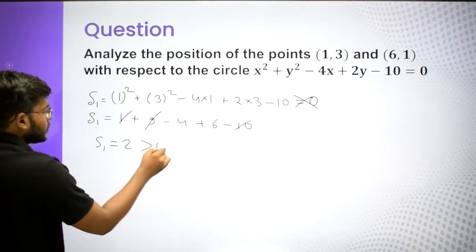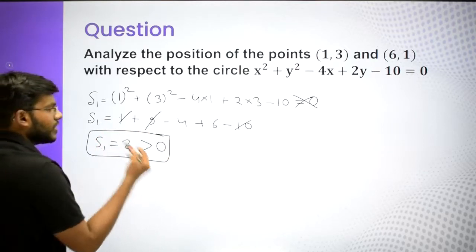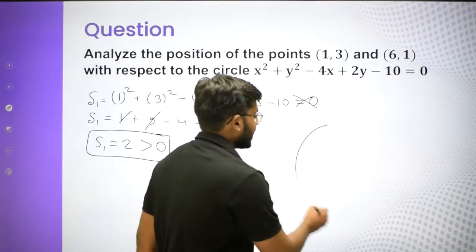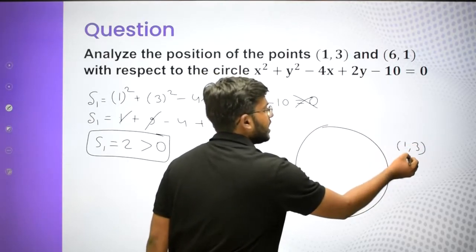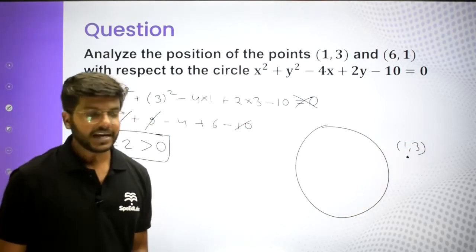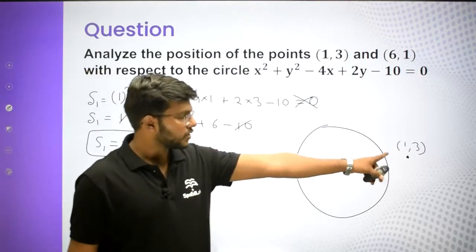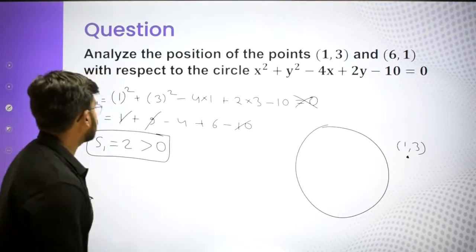So guys, can you see S1 is coming positive? If it is coming positive, I can say that the point (1, 3) will lie outside the circle, right? Because for this point S1 is positive, so (1, 3) will be outside.